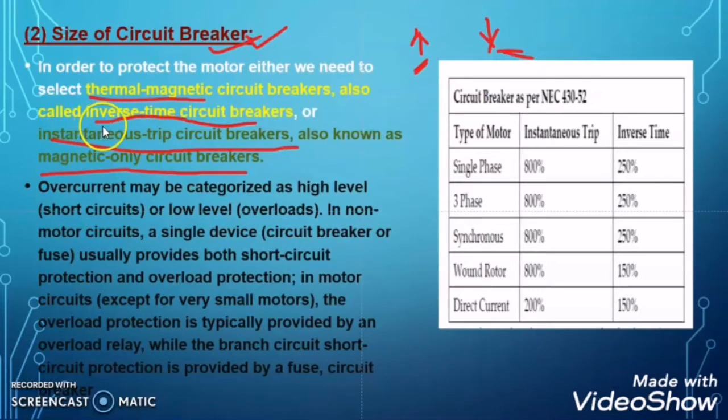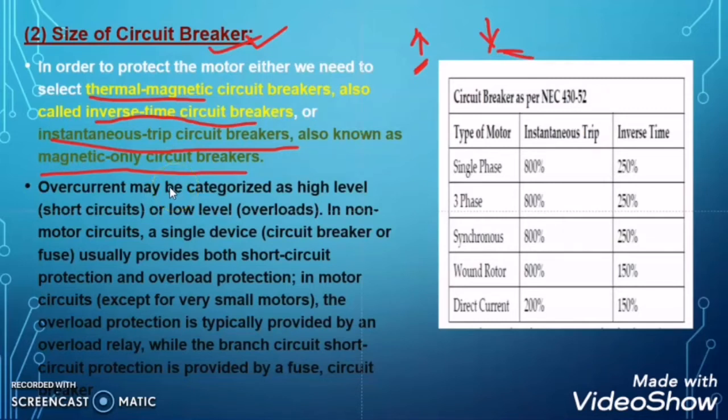As I told you before, the inverse time circuit breaker gives protection against the overload as well as against the short circuit fault. But due to the high inrush current problem in the motor, the inverse time circuit breaker sometimes, and many times, cannot cover the overload protection and the short circuit protection together. In that case, the inverse time circuit breaker will be selected by considering the short circuit fault current for that motor, because the motor already has an overload relay to protect it from the overload.